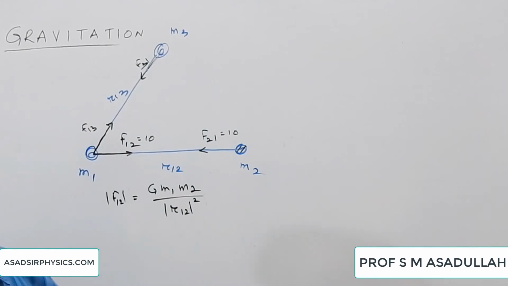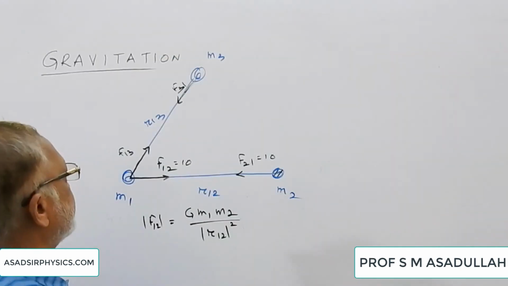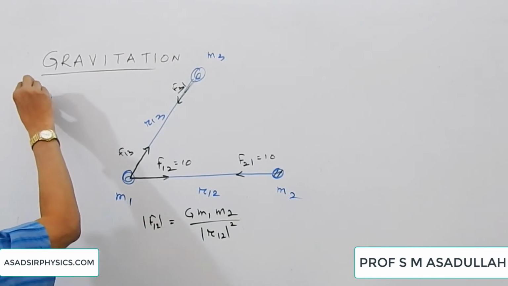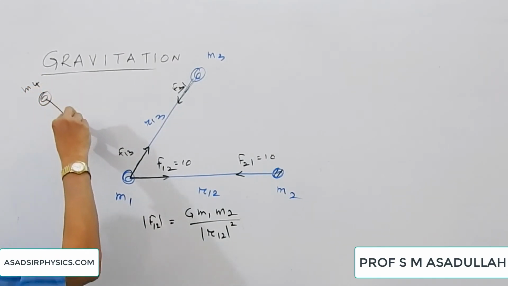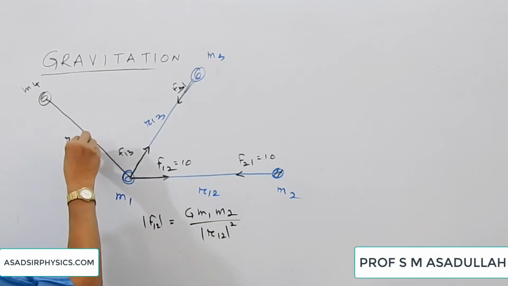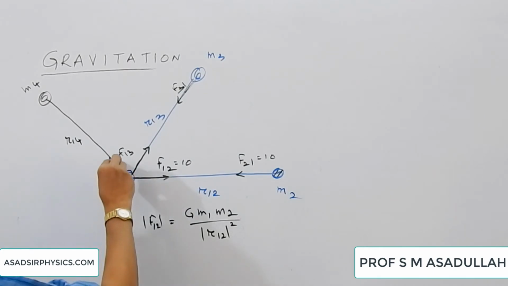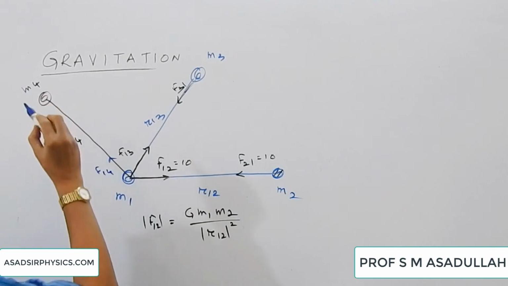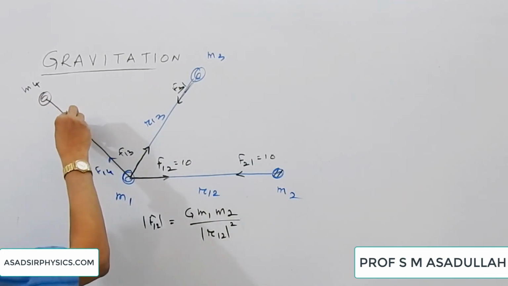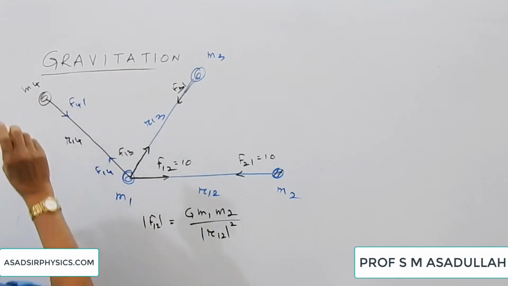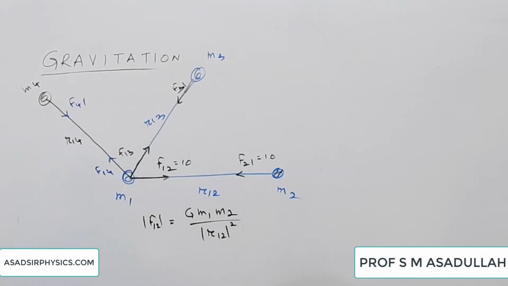There can be more than three bodies also. Suppose we have got one more body of mass m4 at a distance r14. There will be a force F14 on m1 due to the mass m4, and there will be a force F41 on m4.